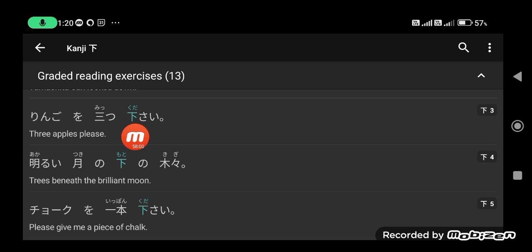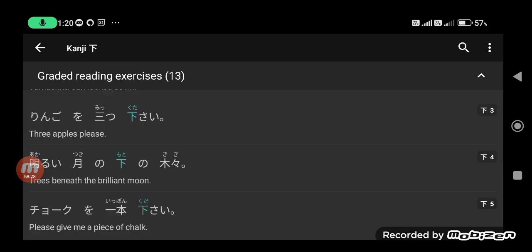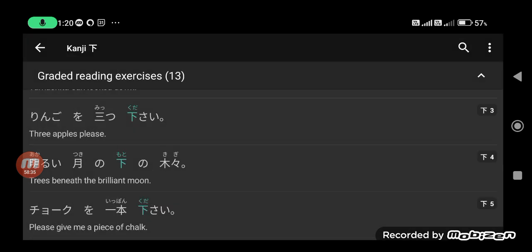Here is an example of kudasai, a very useful term in Japanese that means please. Three apples please. Apple is ringo and three is mitsu. リンゴを3つください. So kudasai is please, mitsu is three, ringo is apple. Say you're in a market, you ask for three apples.